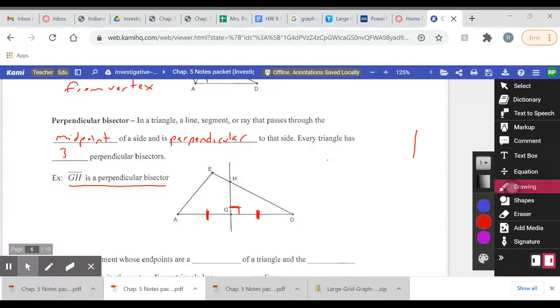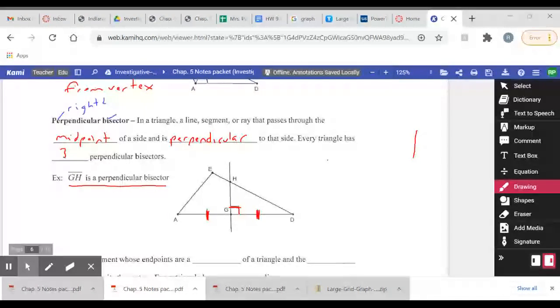So a couple of key things about that. One being that perpendicular means I should see a right angle in the picture. And bisect means that something is getting cut in half. And in this case, a segment is getting cut in half, so it's congruent on each side. So I should see the two congruent marks on the segment. Okay, and this one doesn't have to come from a vertex.